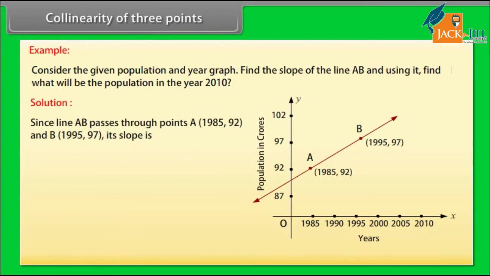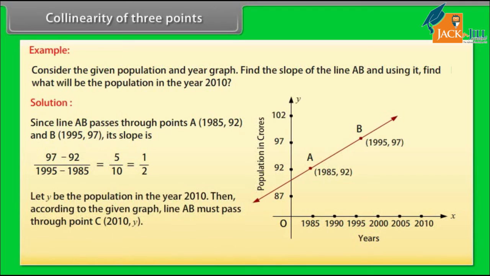Since line AB passes through points A (1985, 92) and B (1995, 97), its slope is (97 minus 92) by (1995 minus 1985), which is equal to 5 by 10, which is equal to 1 by 2. Let y be the population in the year 2010. Then according to the given graph, line AB must pass through point C (2010, y).